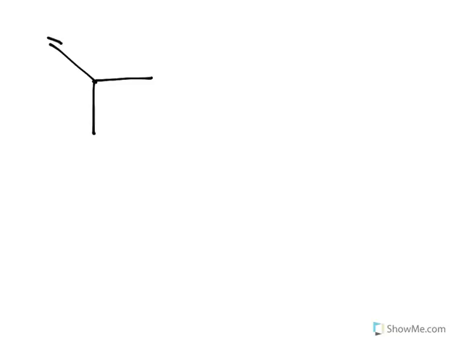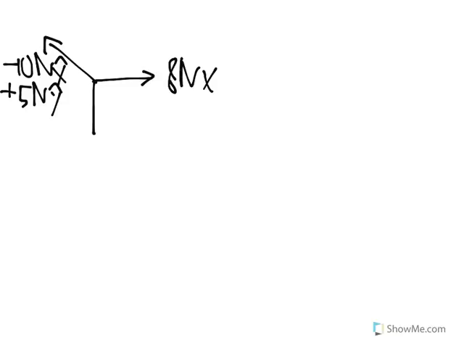So the person pulling on this rope is going to pull with negative 10 newtons in the x direction, plus 5 newtons in the y direction. The person pulling on this rope is going to pull with 8 newtons in the x direction. And the person pulling on this rope is going to pull with some number of newtons in some direction. So we don't know what this force is. We're going to call it force 3.